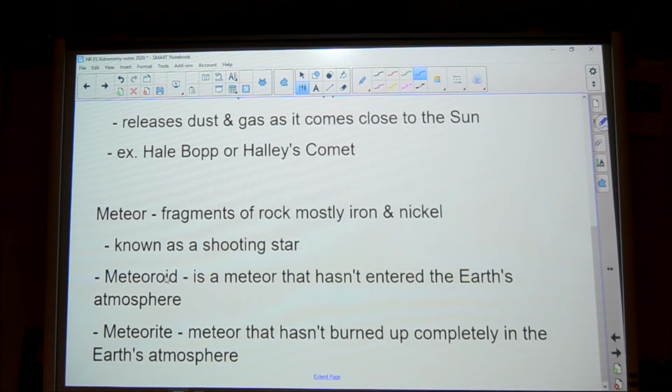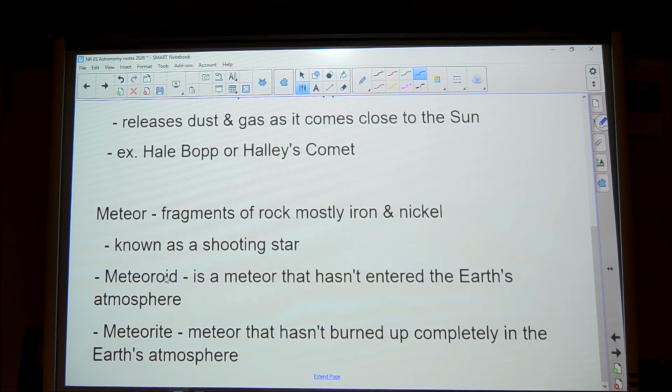Next, what's the difference between a meteor, meteorite, and meteoroid? Well, a meteor, meteorite, and meteoroid are all fragments of rocks that are mostly iron and nickel. The three depend on their location. If it's out in space and hasn't gotten to the Earth's atmosphere yet, it's a meteoroid. If it's gone into the Earth's atmosphere and it's burning up, also known as your shooting star, that's a meteor.